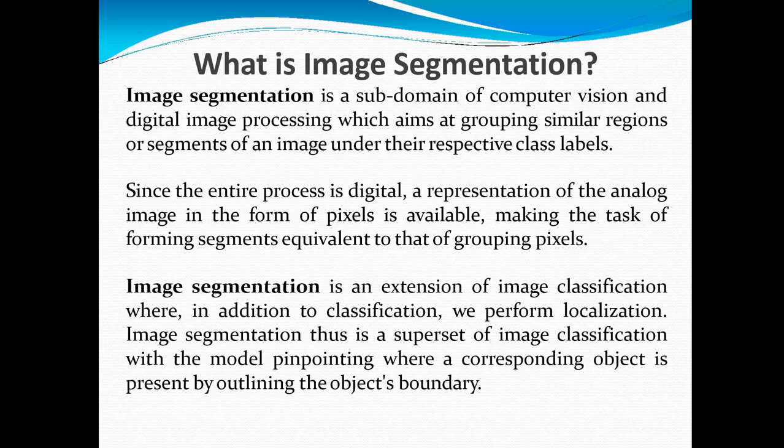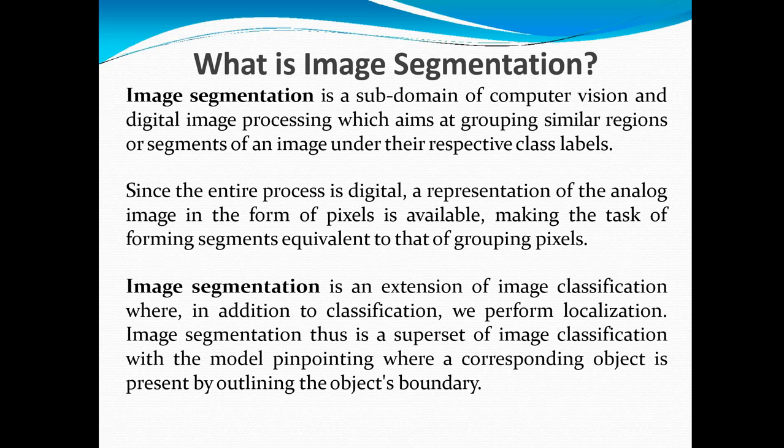What is image segmentation? Image segmentation is a subdomain of computer vision and digital image processing which aims at grouping similar regions or segments of an image under their respective class labels. Since the entire process is digital, a representation of the analog image in the form of pixels is available, making the task of forming segments equivalent to that of grouping pixels.